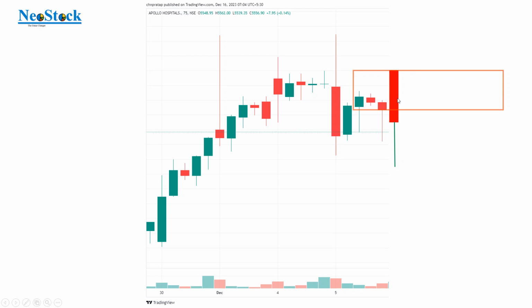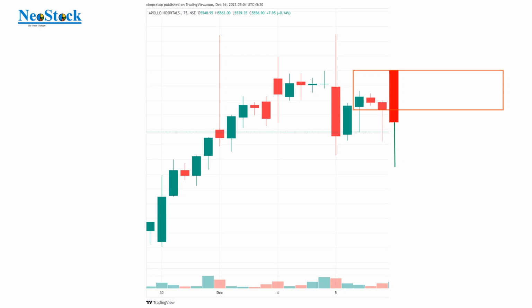Okay. One point out of these two questions. Let me answer the first question. What is the first question? Can we consider such kind of zones as our higher time frame zones? The answer is yes. Such zones you can consider as your higher time frame zones. What is a higher time frame zone? The zone that is used for identifying the location.